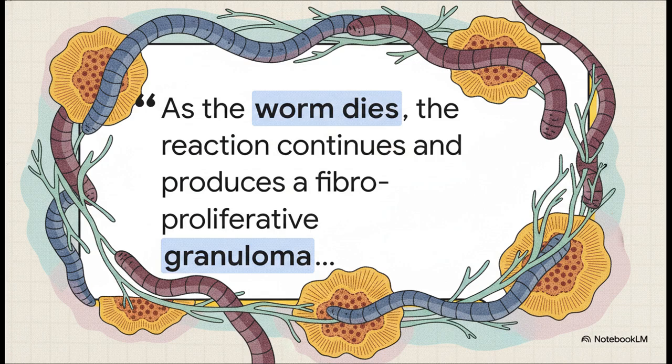Granuloma is just a ball of immune cells. Fibro means it's creating fibrous scar tissue, and proliferative means it just keeps on growing. So you end up with this big, scarring mass that physically blocks the lymph vessel, and that blockage leads to all the downstream swelling, the lymphedema.